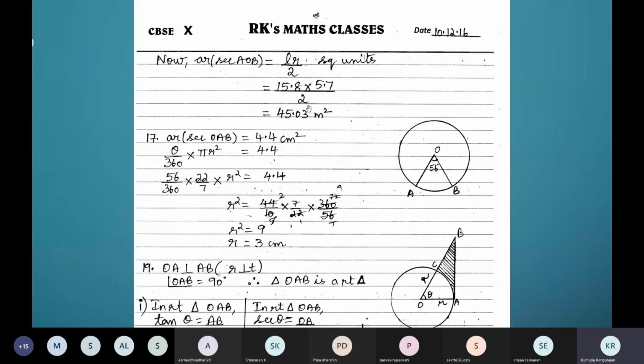These are objective questions, multiple choice questions. Now in the next one, ignore this number 17. I think it is question number 10. So for the 10th one, we are given the area of the sector 4.4. We have to find the radius. We just have to use the formula, substitute the values in the appropriate places, and you see here the radius is 3.